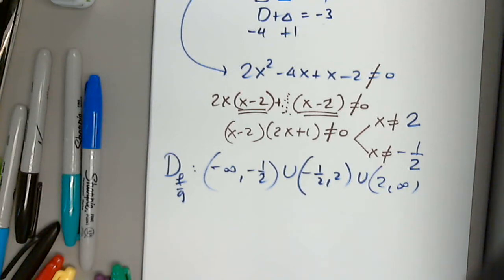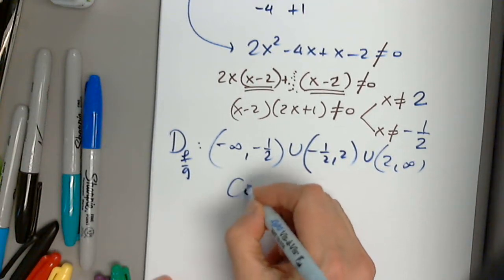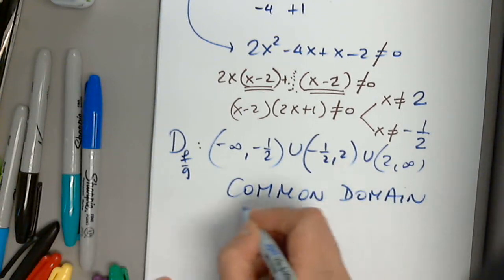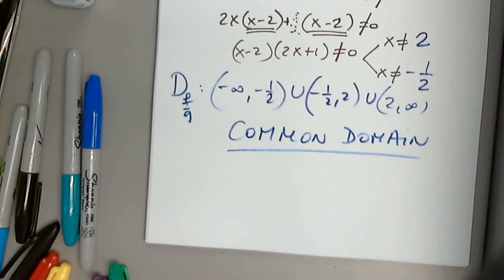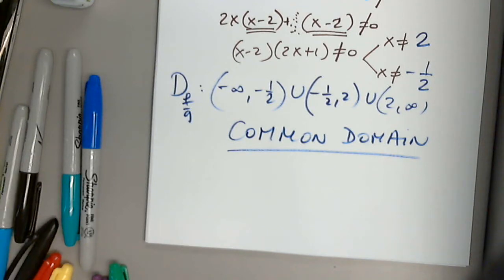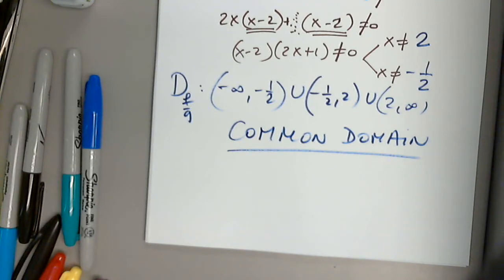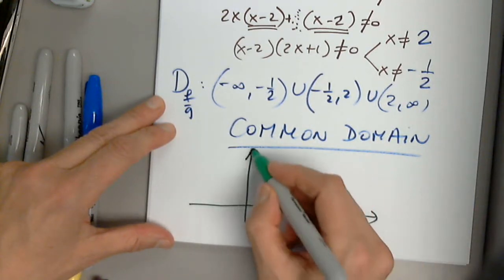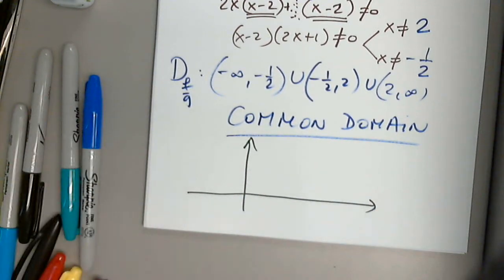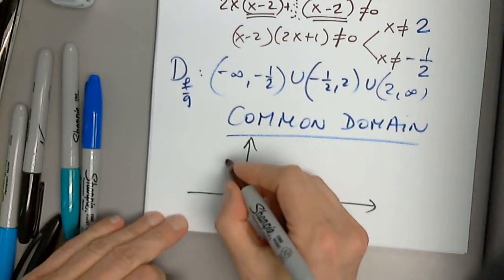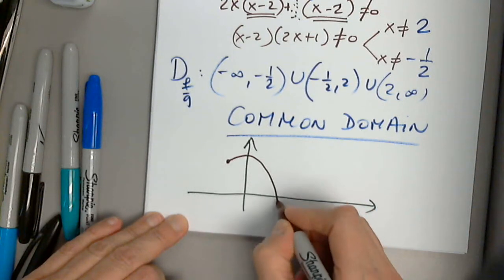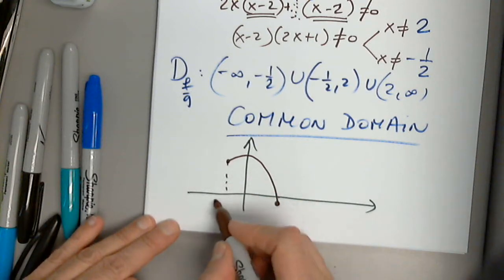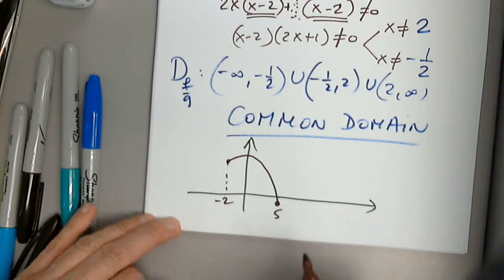Okay, now let's talk about what is called common domain. And then we'll look at a problem from the book that you can choose. Okay, so let's suppose I have two functions. One function that is this. I'm going to put some numbers in here. I'm going to say -2 and 5.